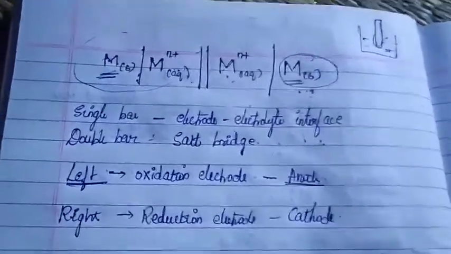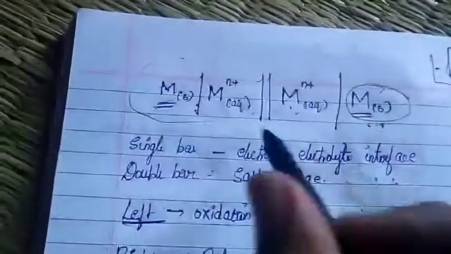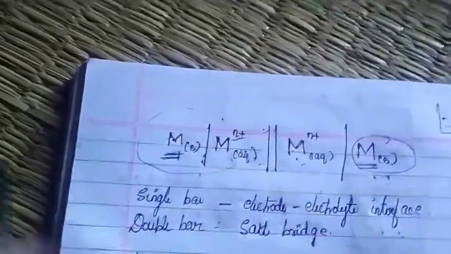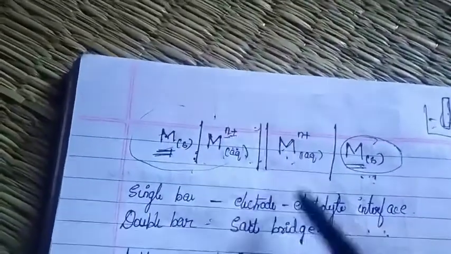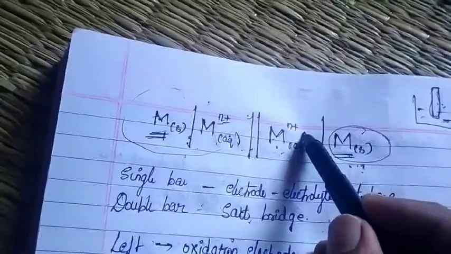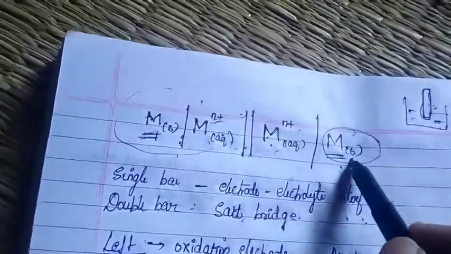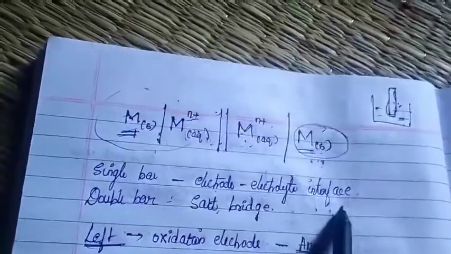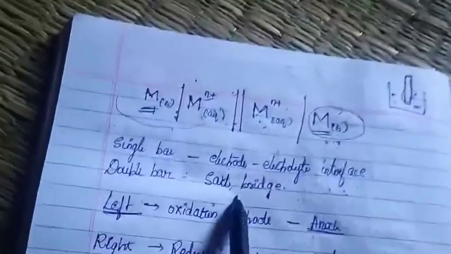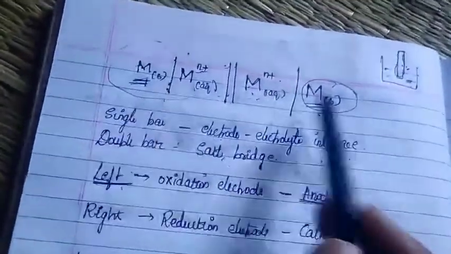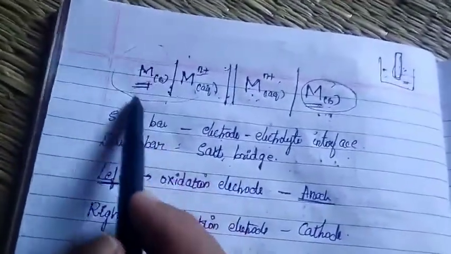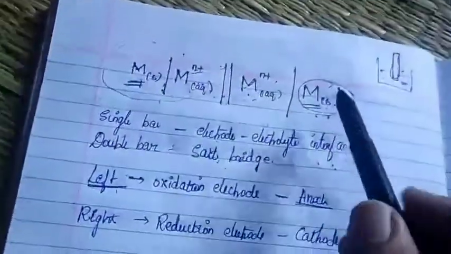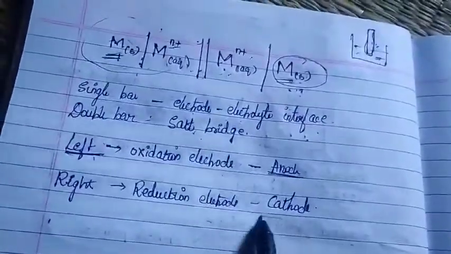You getting my point? For example, let us look once again. M bar Mn plus aqueous, n plus meaning the number of electrons it is losing or gaining. Double bar means salt bridge. Mn plus once again the aqueous solution, what type of ion it is having. Afterwards M. Whatever the single bar is there, it represents your electrode electrolyte interface. Double bar, salt bridge. At the extreme ends, of course, they are the electrodes. At the left extreme part, it represents your oxidation electrode, which means anode. At the right extreme part, it represents your reduction electrode, which means cathode.